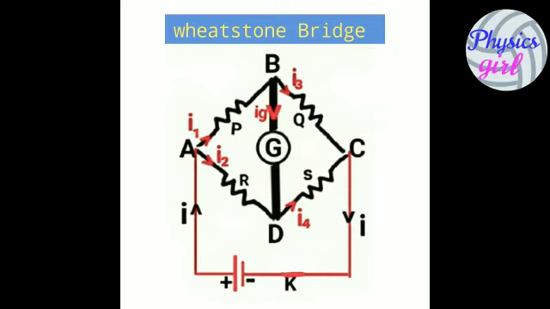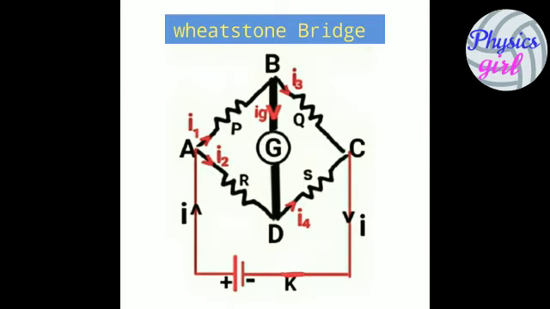Here the galvanometer is connected in between B and D. A galvanometer is a device which is used to measure current very accurately. Battery and switch are connected in between point A and point C. The current passes from the positive terminal to the negative terminal.